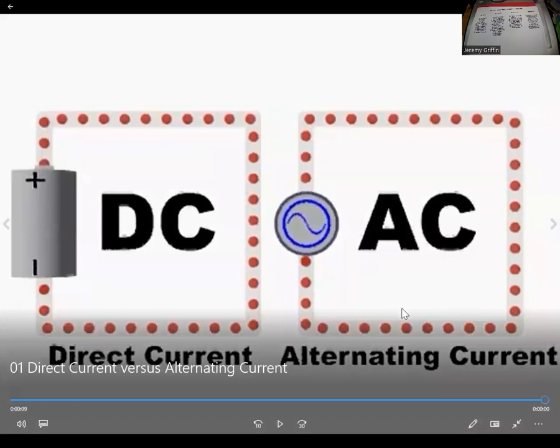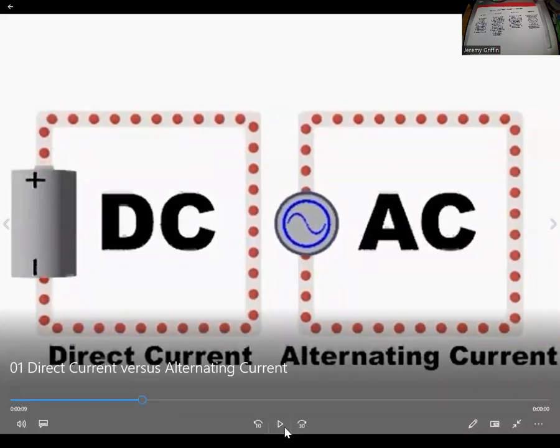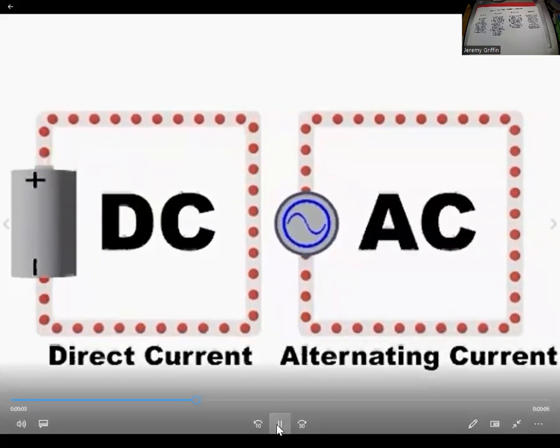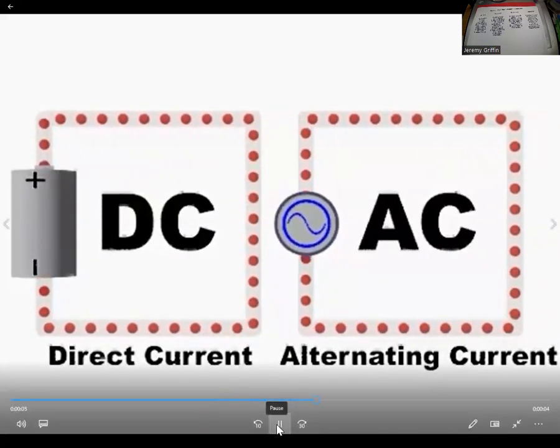Before I show you this next graphic, quick history. Let's go back to the 1890s again. I bet a lot of you guys know something called the War of the Currents. The War of the Currents. Okay.